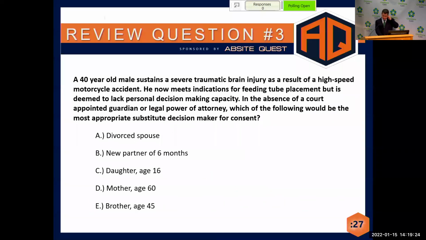Tough one here as well. I didn't know how else to put this, so I just made it a question here. A 40-year-old male sustains a severe TBI as a result of a motorcycle accident. He now meets indications for feeding tube placement, but can't make his own medical decision. In the absence of a court-appointed guardian or legal power of attorney, which of the following would be the most appropriate substitute decision maker for consent? What's that kind of hierarchy of decision making and consent?